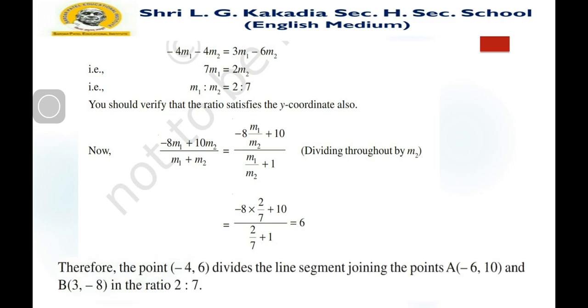Therefore, the point minus 4 comma 6 divides the line segment joining the points A minus 6 comma 10 and B 3 comma minus 8 in the ratio 2 is to 7.